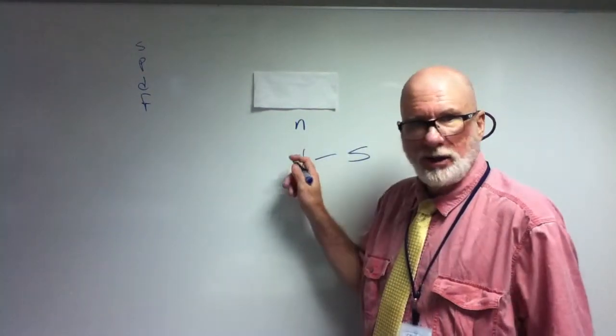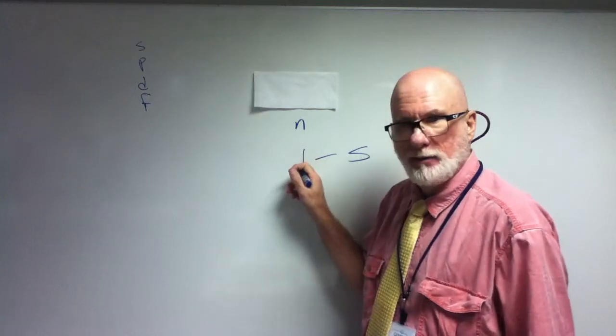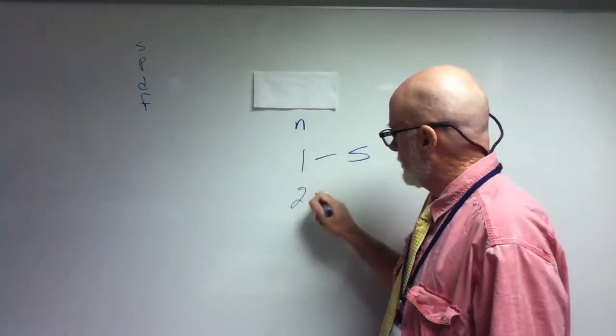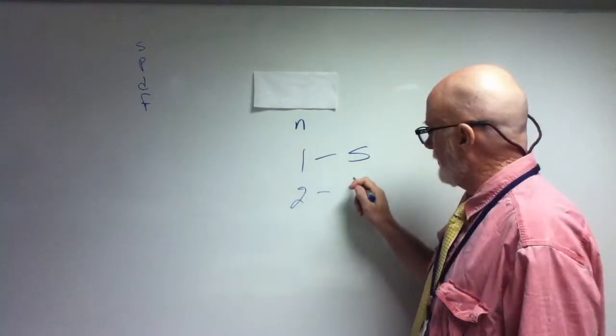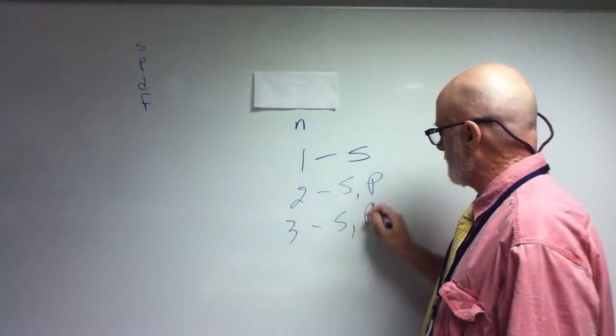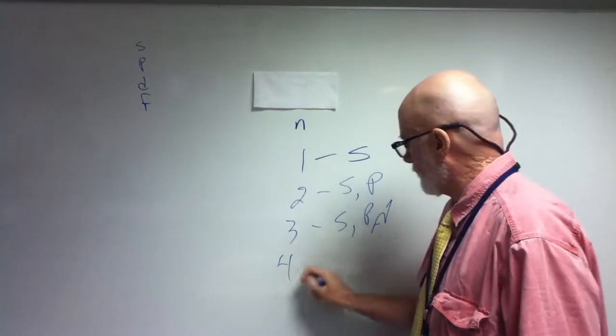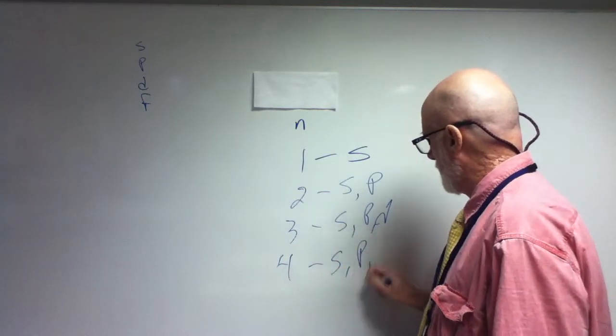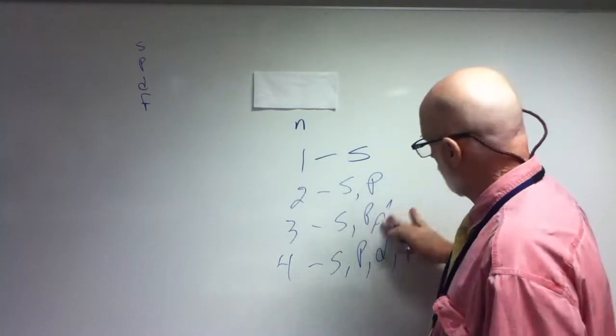Now, the first level is going to be a 1, right? And that's going to be made of an S. The second level is going to be made of an S and a P. The third level is S, P, D. And the fourth level is S, P, D, F.